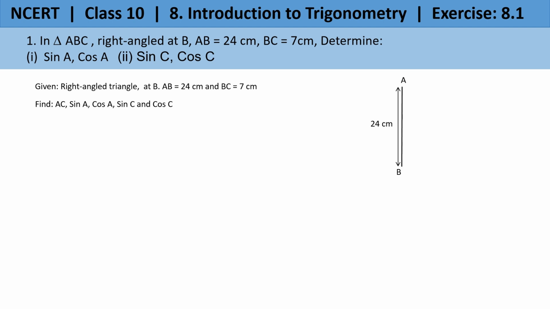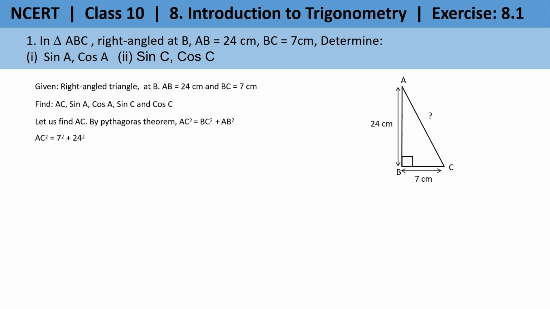I have drawn AB, which is 24 cm. I have drawn BC, which is 7 cm. We need to find AC. We can use Pythagoras theorem. In right-angled triangle, hypotenuse square is equal to sum of squares of other two sides. AC square is equal to BC square plus AB square. AC square is equal to BC square, which is 7 square plus AB square, which is 24 square.